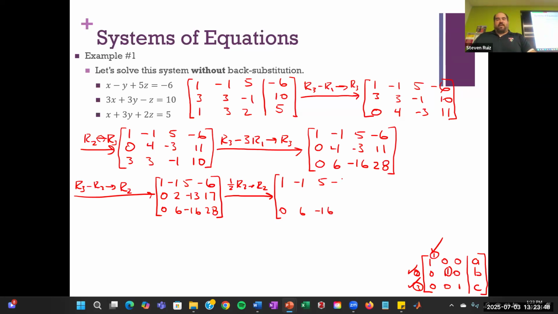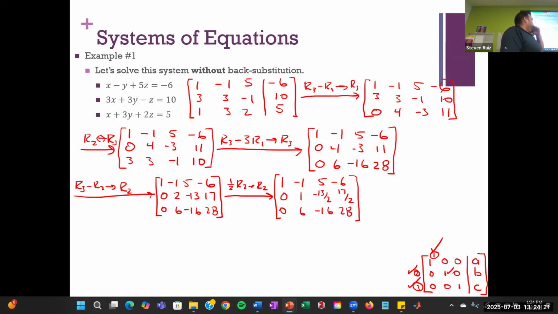And I will unfortunately tell you now, there's probably not a way to get through one of these without fractions showing up at some point. Okay, now I think I've done what I want. I've got the 1 in the middle. So I've got the 1 in column 2 where I want it, right?